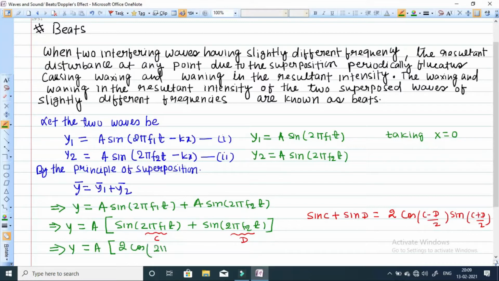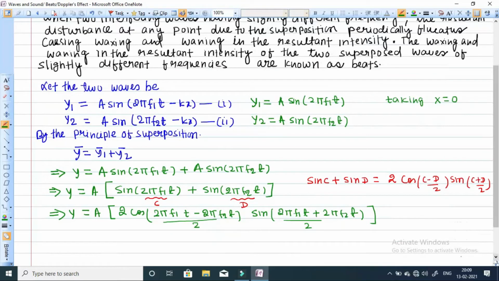So 2 pi f1t minus 2 pi f2t divided by 2, into sin of (C plus D) by 2, which is 2 pi f1t plus 2 pi f2t divided by 2. Now this equation will be reduced to this equation. Now we can solve this equation.